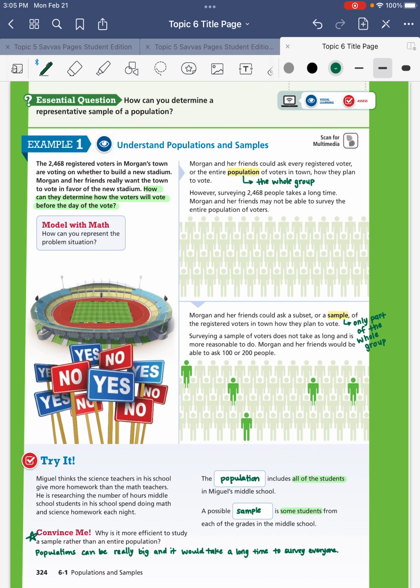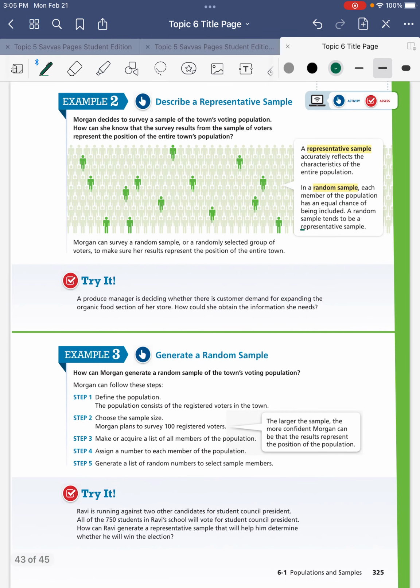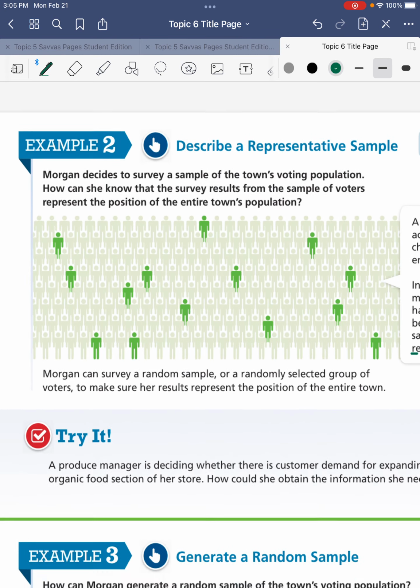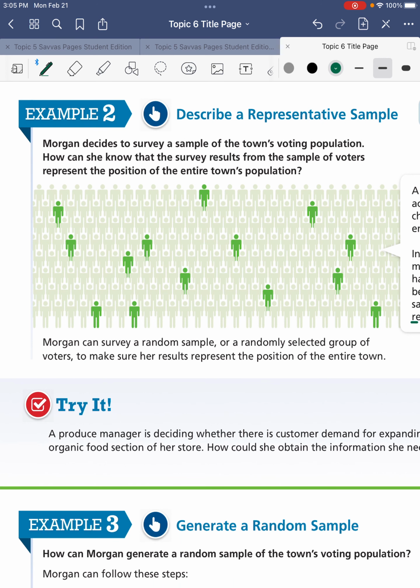Okay, let's move on to the next page, page 325, example 2. So Morgan decides to survey a sample of the town's voting population. How can she know that the survey results from the sample of voters represent the position of the entire town's population? Okay, so that question is important. How can she know that the survey results from the sample represent the position of the entire town's population?